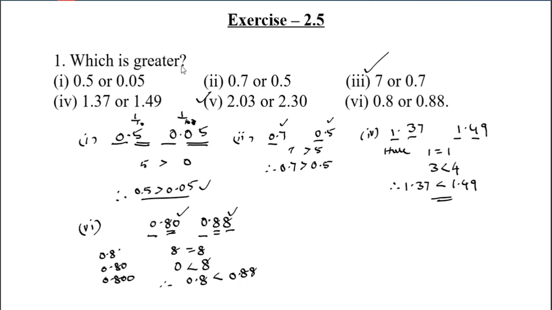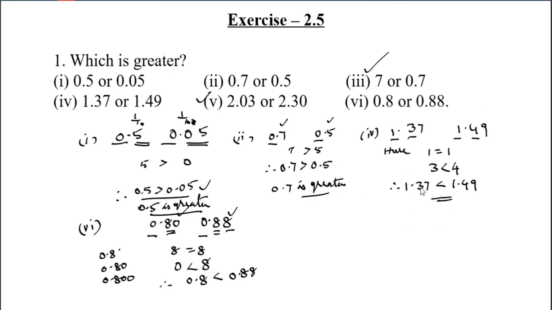Here which one is greater? So here 0.5 is the greater one. So you should write the answer as 0.5 is the greater one. So like that you write. So here 0.7 is greater.